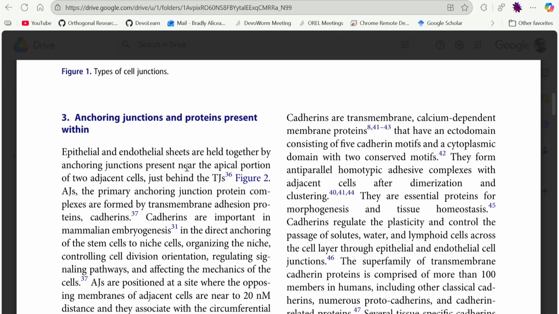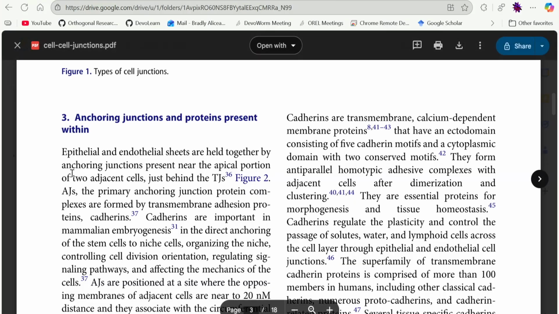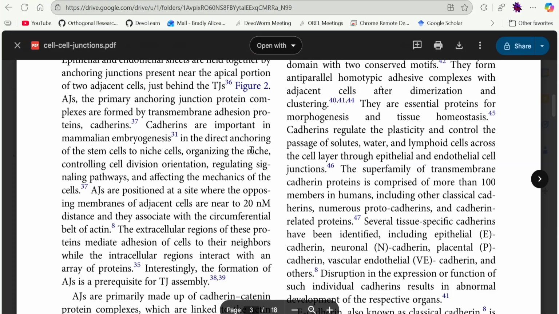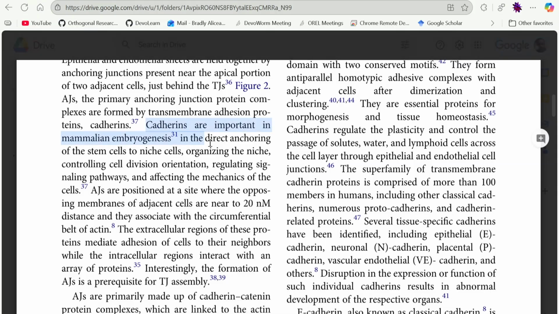So there are anchoring junctions with proteins present within. I'll talk about anchoring junctions present near the apical portion of two adjacent cells, just behind the tight junctions. So they say, figure 2, adherens junctions, the primary anchoring junctions, protein complexes are formed by transmembrane adhesion proteins called cadherins. Cadherins are particularly important in embryogenesis, in the direct anchoring of the stem cells to niche cells, organizing the niche, controlling cell division orientation, regulating signaling pathways, and affecting the mechanics of the cells.